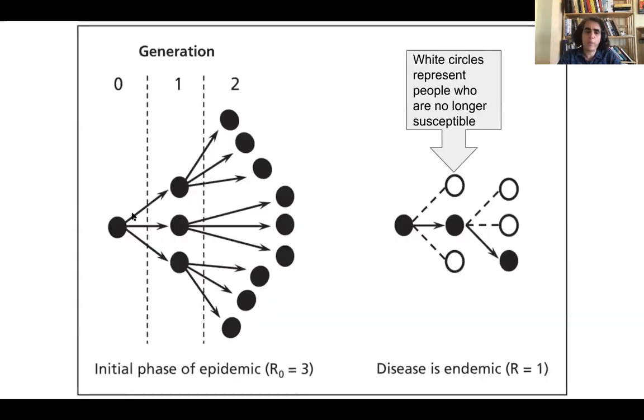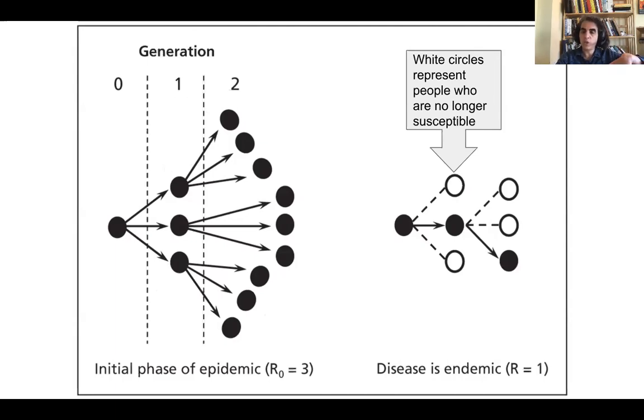I want to show you a couple of pictures. This shows what would happen with an epidemic for a disease with an R naught of 3. We have this index case, this first person who infects 3 people. Each of those 3 people in turn infects 3 people, and you're going to get exponential growth, 3 times as many people in each generation. But that won't keep happening forever.